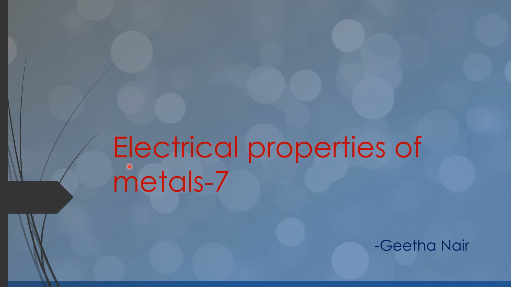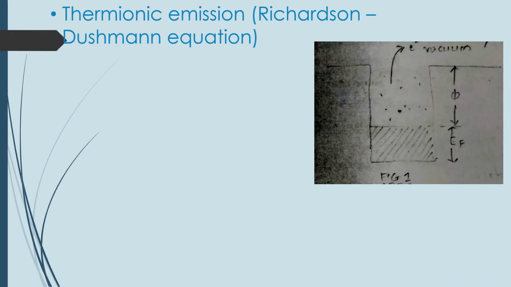We will see the seventh part of the series on electrical properties of metals. Here we will see about thermionic emission, where we will derive the Richardson-Dushmann equation. Thermionic emission, Richardson-Dushmann equation.